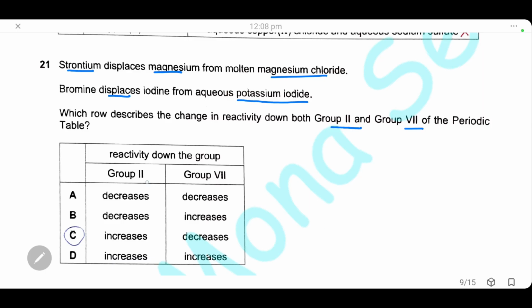Group 2 is exactly like group 1, so the reactivity increases as we go down, and group 7 is the reverse, so the reactivity decreases as we go down. Iodine is less reactive than bromine, so the answer will be C. Group 2, the reactivity increases down the group, and group 7, the reactivity decreases down the group.